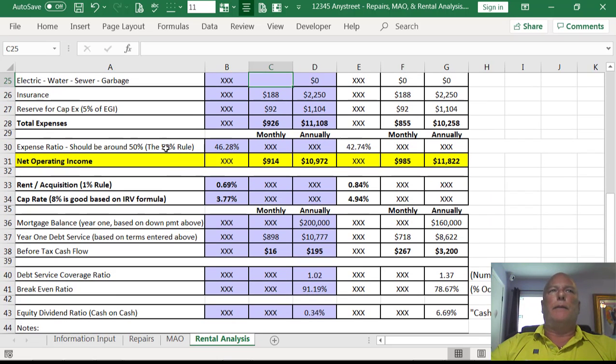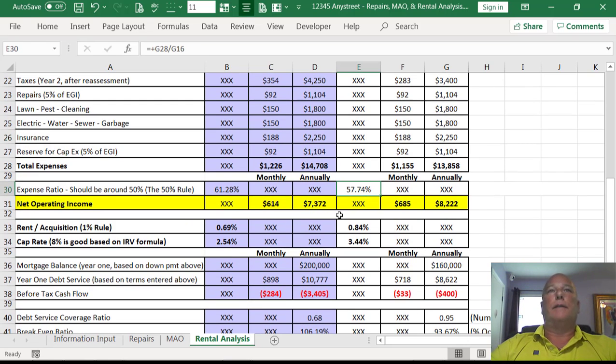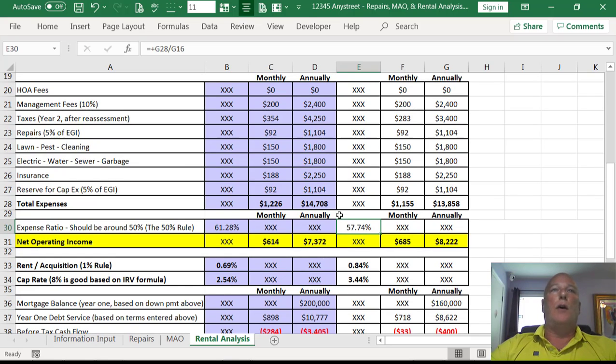Expense ratio should be around the 50% rule. 40 to 60. 60 is horrible. 40 is better than 50. But if you get into 20, then more than likely your expenses are a little off somewhere. If I put these numbers back in there, you can see now we're at 57. So somewhere the expenses are off.